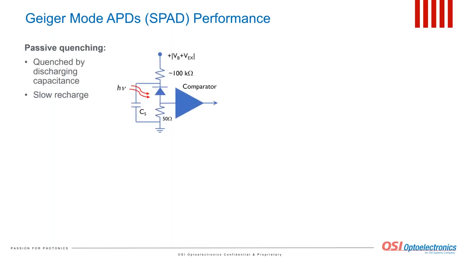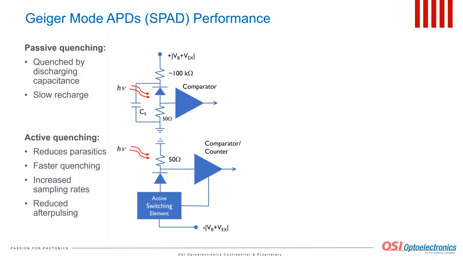This image shows another example of a circuit that provides passive quenching. The avalanche is quenched by discharging capacitance following an avalanche. The passive components of the quenching circuit can be assembled either inside the APD package or can be added as a part of an external circuit. An important drawback of such passive quenching is slow recharge of the capacitor, which limits the dynamic range of the recorded optical signals. To increase the avalanche quenching rate, active quenching is used. It allows one to reduce parasitics, ensure faster quenching, increase sampling rates, and reduce afterpulsing. However, the drawback of active quenching is the larger real estate required for each single APD.